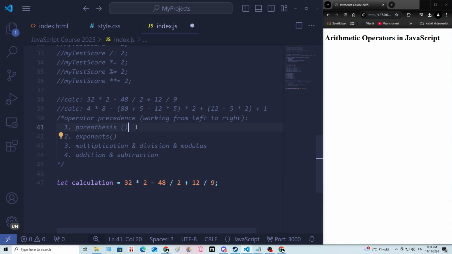First we have parentheses. In this equation we don't have any, so we can skip the first part. In the second one we have exponents. By the way, I'm gonna put one exponent, let's say, right over there.